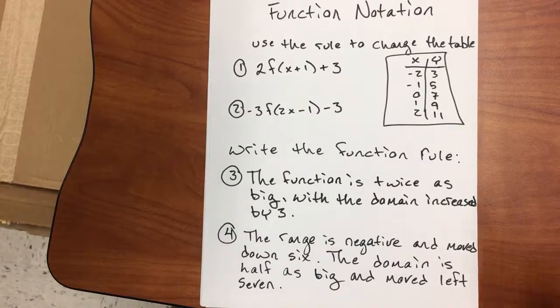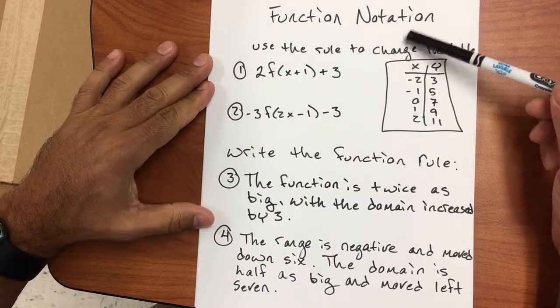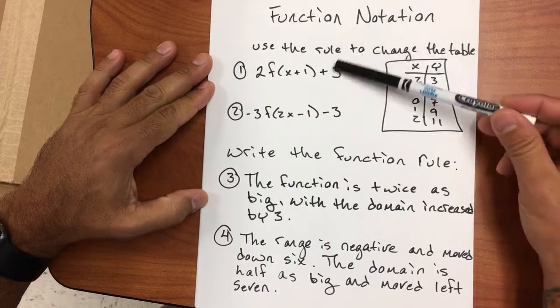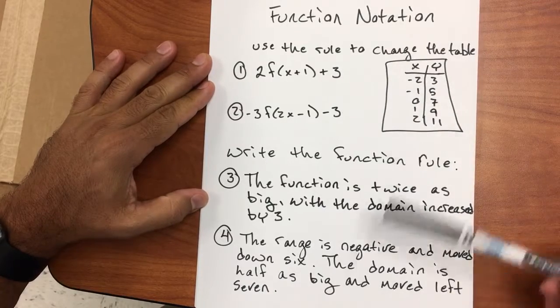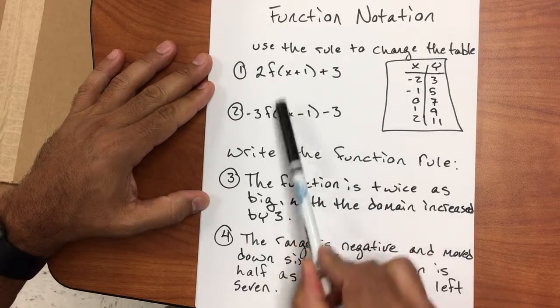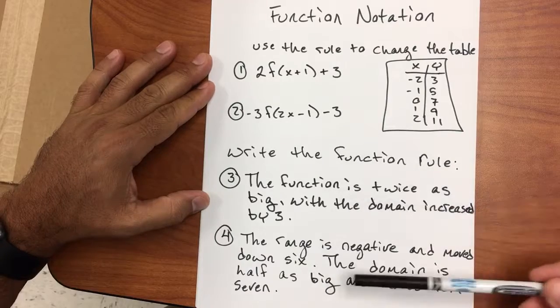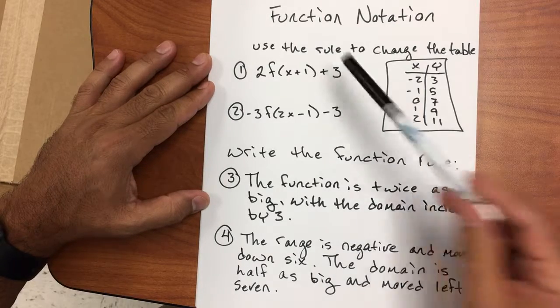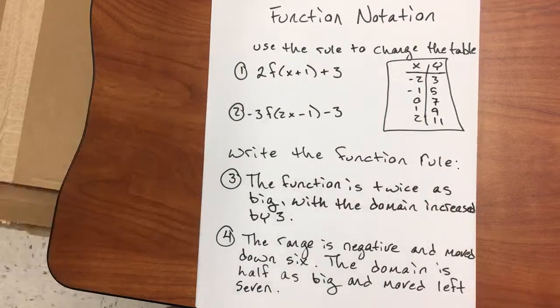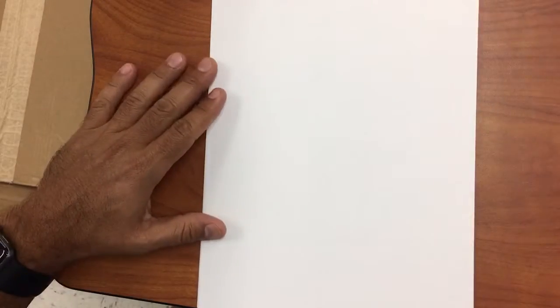All right, guys, gonna do function notation today. I'm gonna have you turn these four problems in. This table right here is gonna be for numbers 1 and 2, and then 3 and 4 you just need to write out the function rule so it looks something like this. And I'm gonna do some examples in here for you guys.